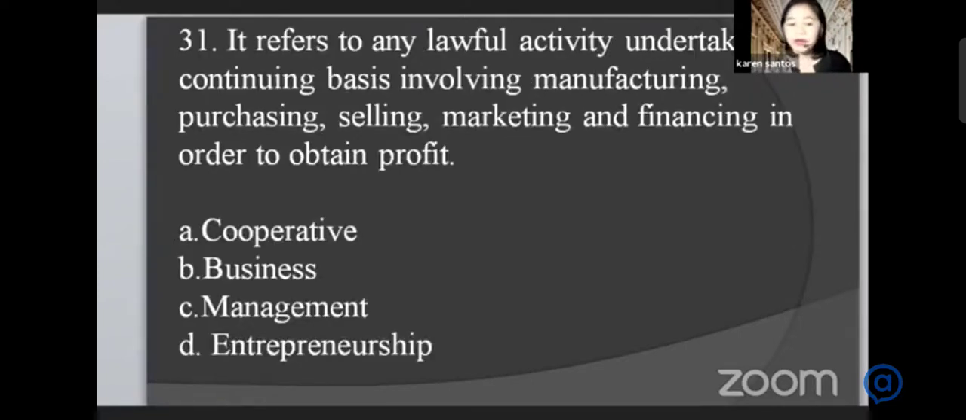Okay, next, for our question number 31, it refers to any lawful activity undertaken on a continuing basis involving manufacturing, purchasing, selling, marketing, and financing in order to obtain profit. A. Cooperative. B. Business. C. Management. D. Entrepreneurship.